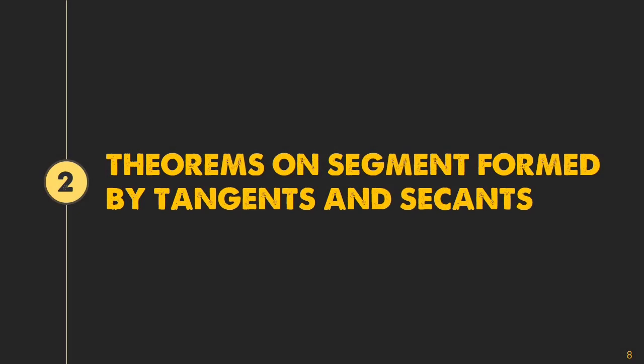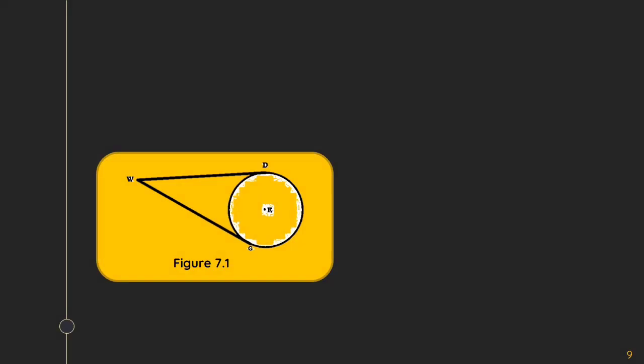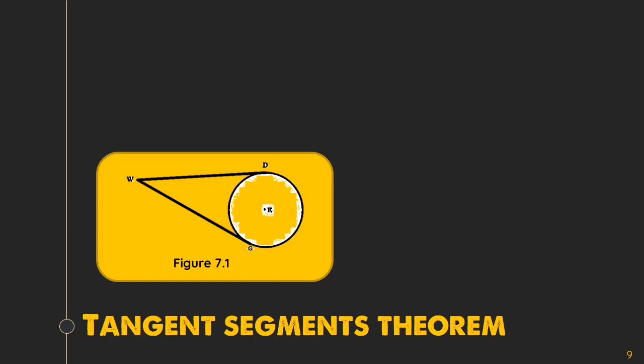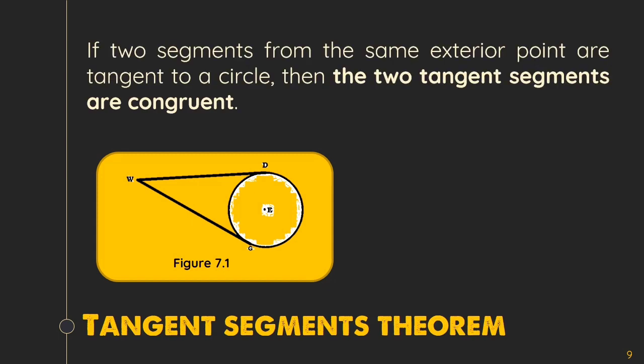The idea of those segments is essential in this module since we are to focus on the relationship between the segments formed upon the intersection of the tangent and the secant line. The first theorem regarding these segments is the tangent segments theorem. It states that if two segments from the same exterior point are tangent to a circle, then the two tangent segments are congruent.